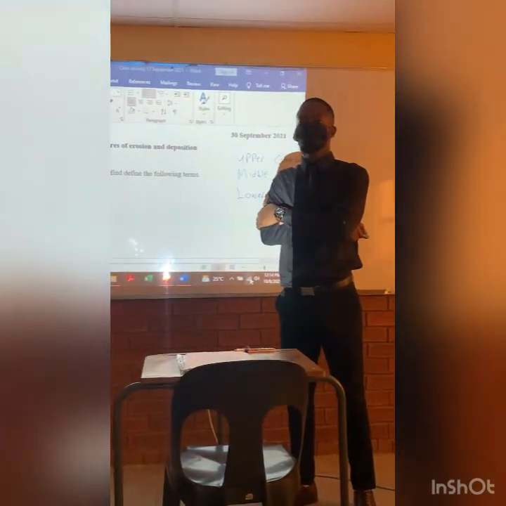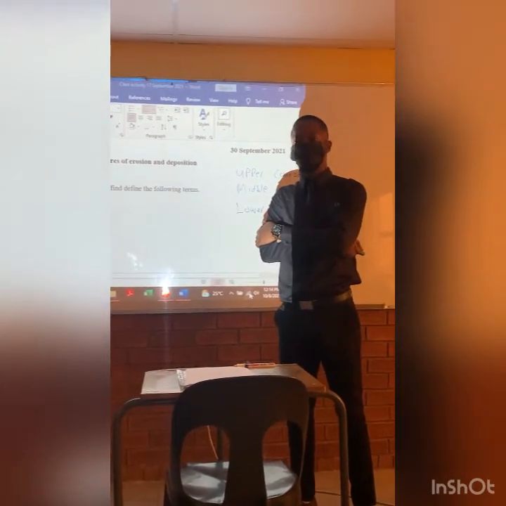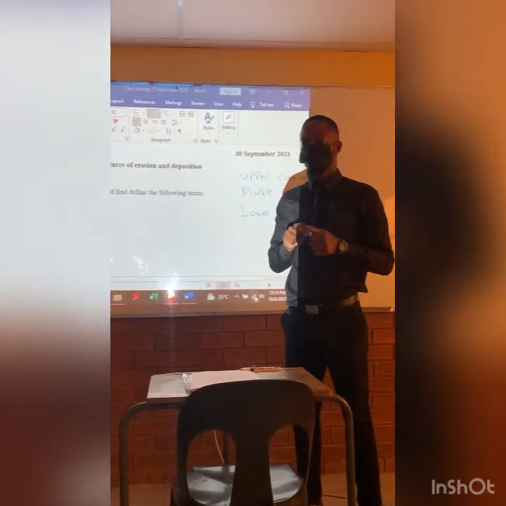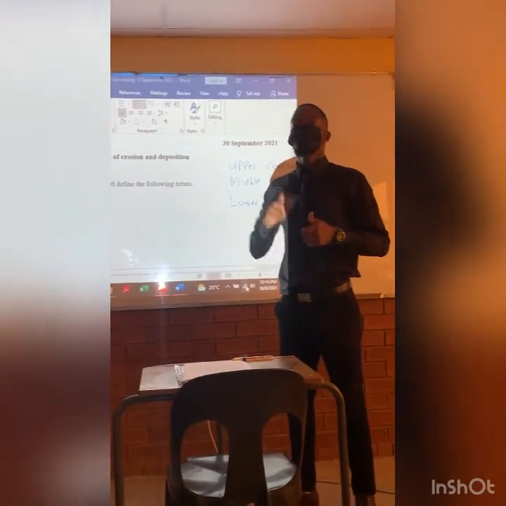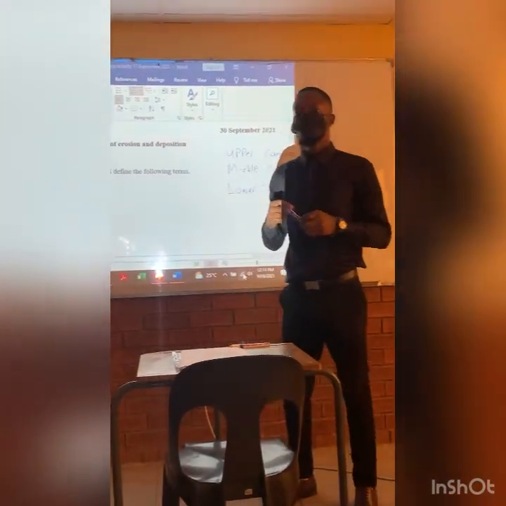Yes, we find fast flowing water, right? We say erosion occurs, but specifically, what type of erosion occurs in the upper course? It's the vertical erosion. Wonderful. The vertical erosion, right? Yes, as compared to the middle course.